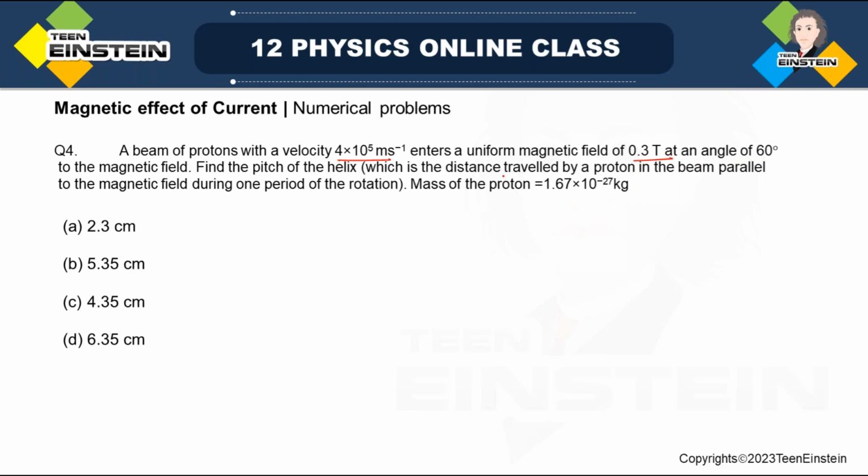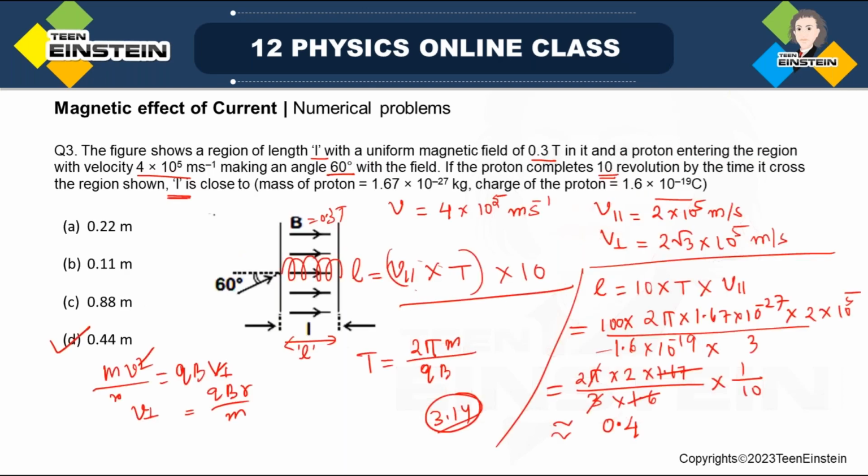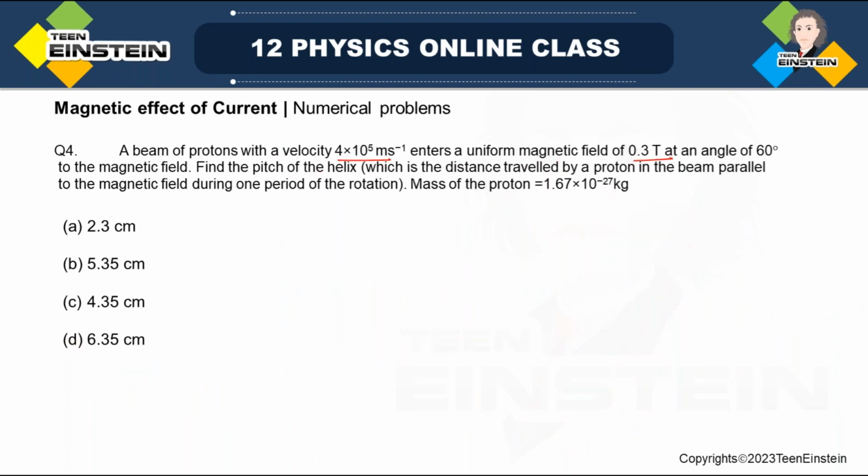Actually, we have to find out the same thing. Pitch of the helix. Length and pitch of the helix are the same, but in this case, 10 will not be multiplied. There is a little difference here. There were 10 revolutions to cross this length. Other parameters are all the same, only these 10 revolutions. So here pitch is actually V parallel into T, so this will give you the pitch. Pitch is denoted by P.